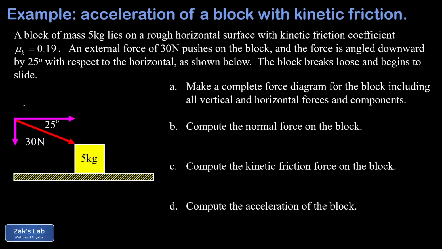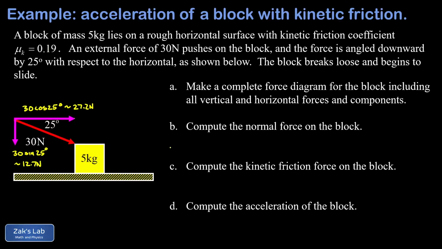So our horizontal component is going to be given by 30 newtons times the cosine of 25 degrees. That's the adjacent side here. And when we run the numbers on this, we get about 27.2 newtons. Our vertical component points downward, but we're going to write the magnitude of it here. That's 30 sine of 25 degrees. And when we run the numbers on this one, we get about 12.7 newtons.